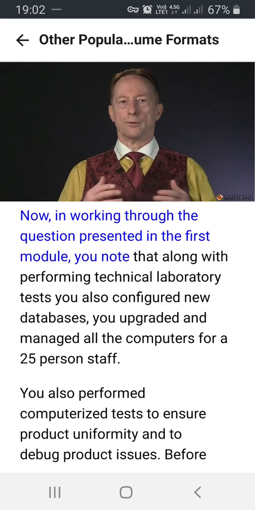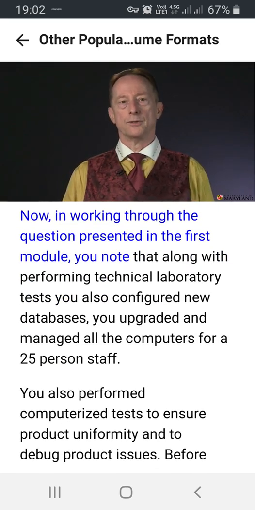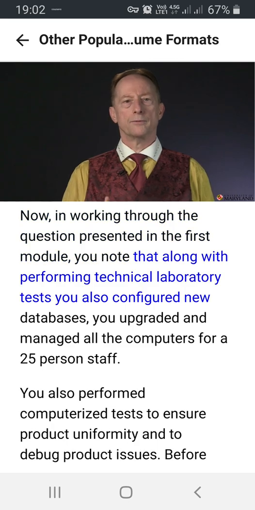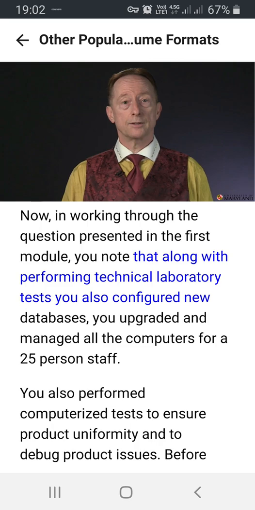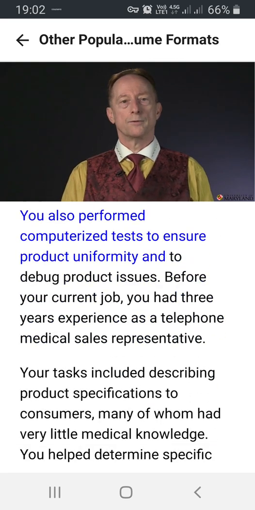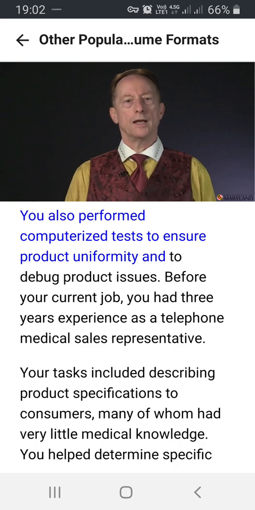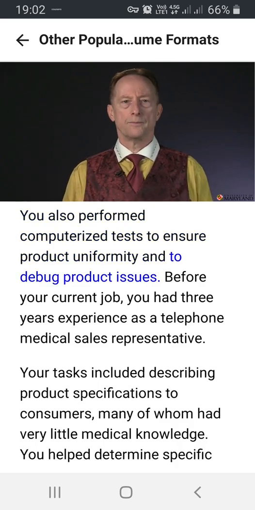Now, in working through the questions presented in the first module, you note that along with performing technical laboratory tests, you also configured new databases, and you upgraded and managed all the computers for a 25-person staff. You also performed computerized tests to ensure product uniformity and to debug product issues.